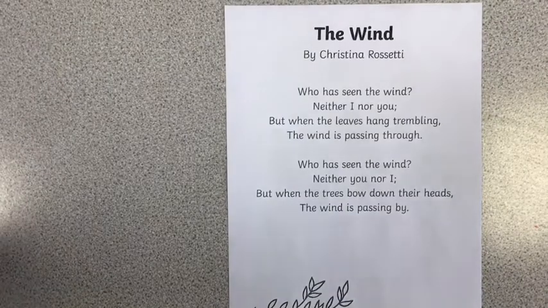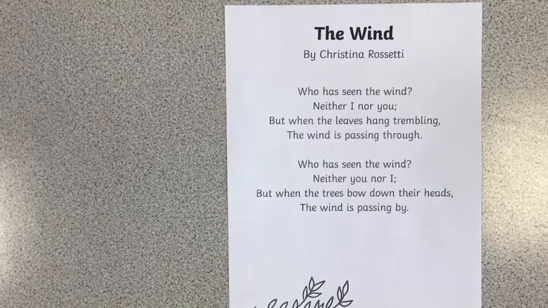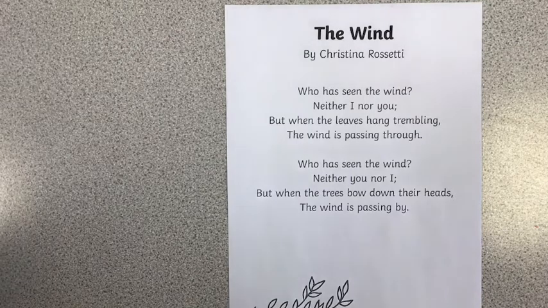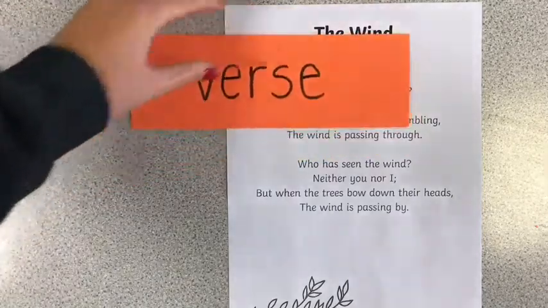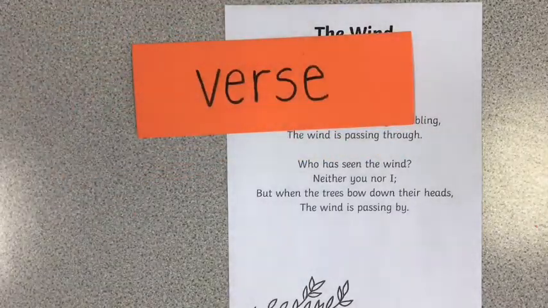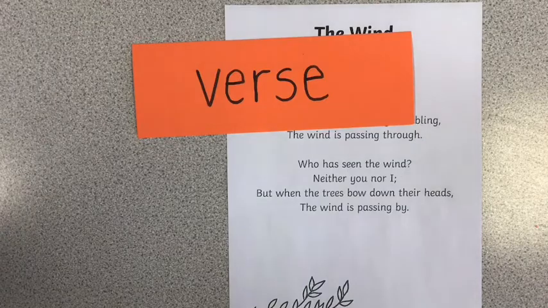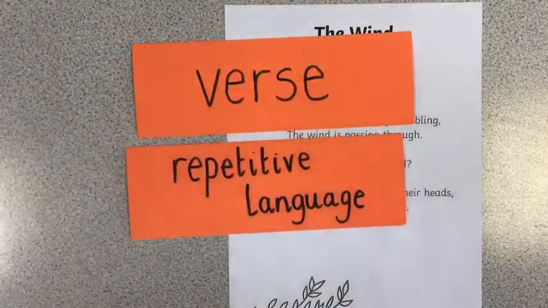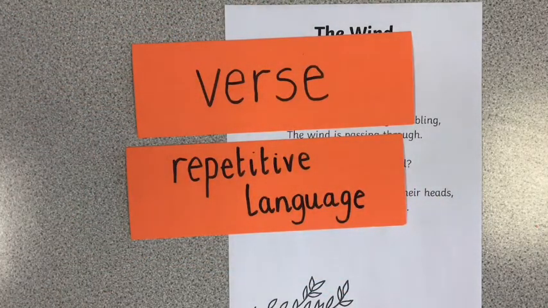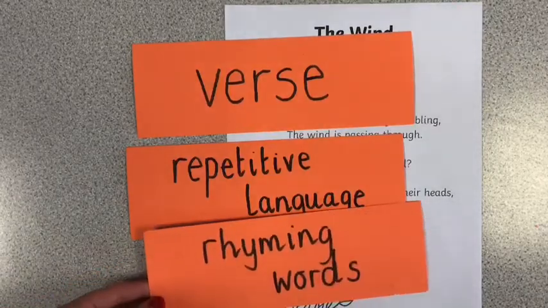Year 2. So this week we have been looking at poetry, and today it's a chance for you to explore a range of different poems. So we are going to annotate the poems looking at the features that we can find. We'll be looking at how many verses a poem might have. We'll be looking to see if a poem has any repetitive language. We will be identifying some rhyming words.